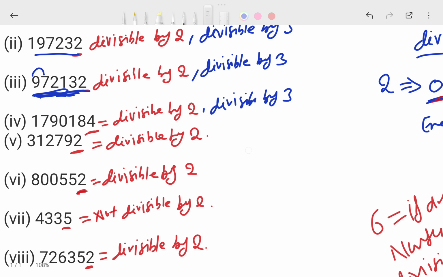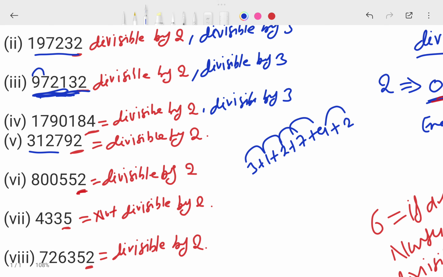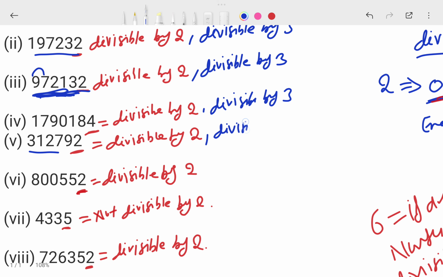Okay, now let's check whether this number is divisible or not. So let's check 3 plus 1 plus 2 plus 7 plus 9 plus 2. Add this one: 3 plus 1 is 4, 4 plus 2 is 6, 6 plus 7 is 13, 13 plus 9 is going to be 22, 22 plus 2 is going to be 24. In the 3 table 24 is there. Yes, it is there. It means that this number is divisible by 3.